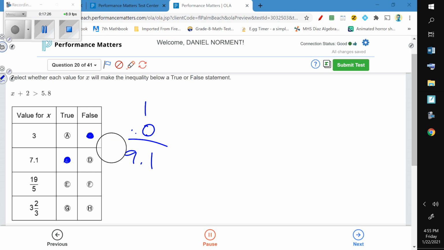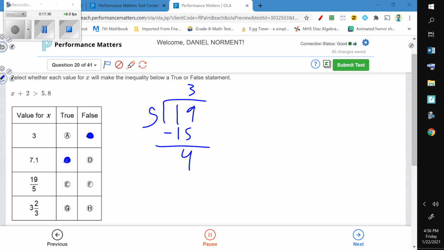19 over 5. Ooh, that's tricky. I don't know what that is as a decimal. So I'm going to convert it to a decimal. 5 times 3 is 15. Subtract, decimal, 0, bring it down. 5 goes, that's 3.8. And 3.8 plus 2 is 5.8.